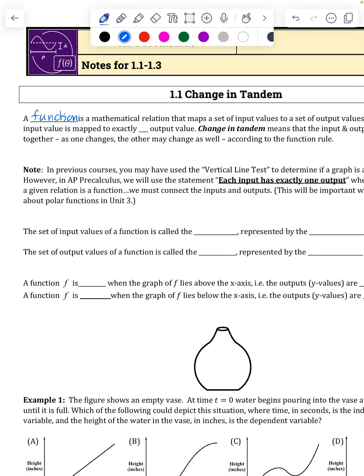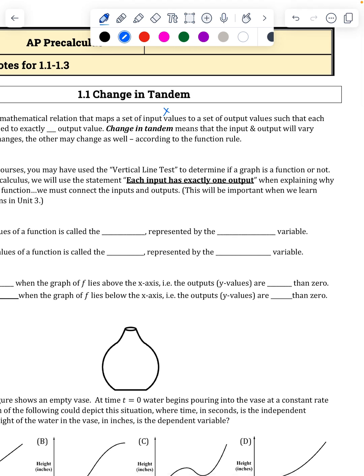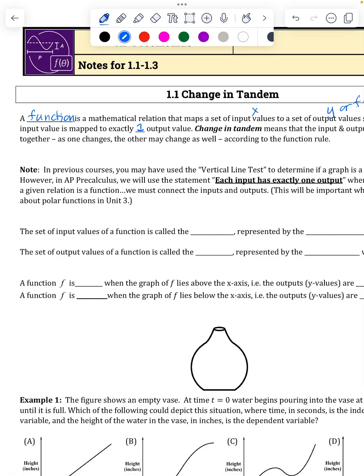A function is a mathematical relation that maps a set of input values that we've called x in the past to a set of output values, which we've called y, or started writing in function notation as f of x. That each input value is mapped to exactly 1 output. That's the key. Every incoming x comes out as only one y value.